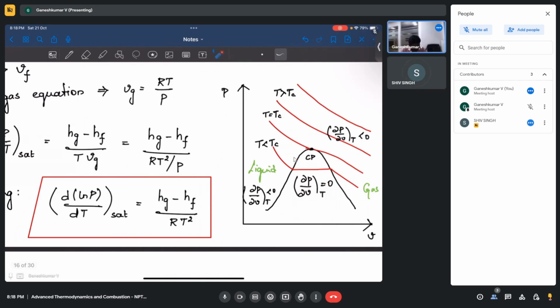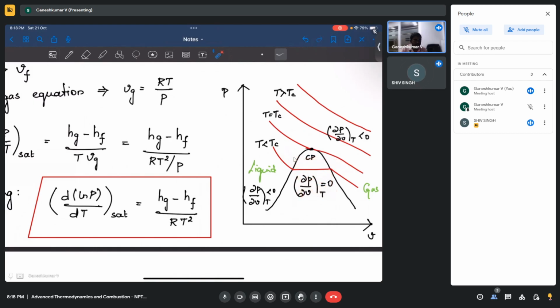H required, right? So let's say at a pressure of 1 atmosphere and temperature of 373, you know what the HFG is, the latent heat required for evaporating. And if I increase the pressure from 1 atmosphere to 2 atmosphere, then the saturation temperature also increases, because my pressure has increased, right?